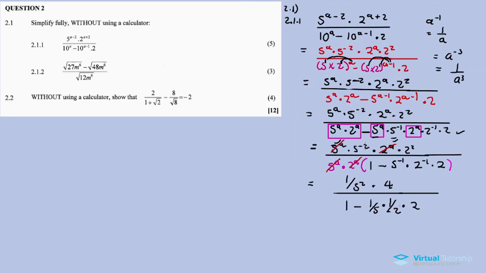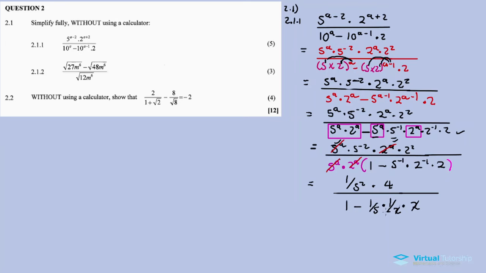So now in this way, 5 raised to exponent minus 2 becomes 1 over 5 raised to exponent 2, times 4, since 2 raised to exponent 2 is 4. Then 1 minus 1 over 5, and 2 raised to exponent minus 1 is 1 over 2 times 2 times what? Times 2. Therefore we continue. This 2, you cancel this 2. We just simplify: 1 over 5 raised to exponent 2 is 1 over 25, times 4.